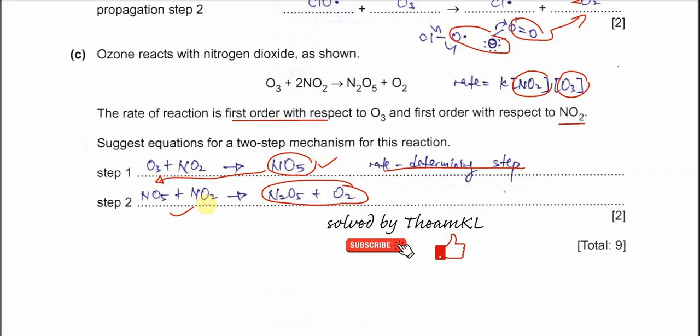Why? Because in this overall equation, there are 2 moles of NO2. So in order to balance the equation, on the left hand side of step 2, you must put 1 mole of NO2. Therefore, at the end, you'll get 2 NO2. Right? So the NO5 now is eliminated. You sum up left to left, right to right, and you get back the equation. So this is a complete two-step mechanism for the reaction above. Okay, that's all. Thank you.